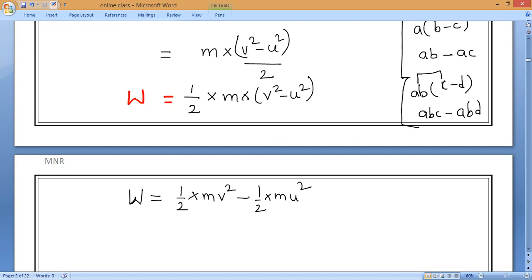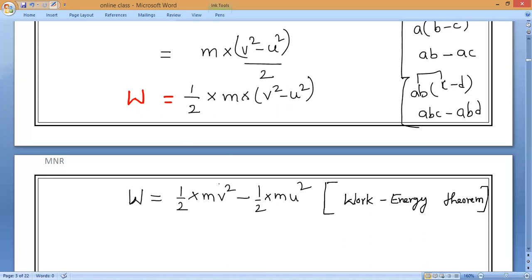So we will get work done is equal to half m v squared minus half m u squared. So this is what is called the work energy theorem. What is it called? Work energy theorem. Is it okay, everybody?